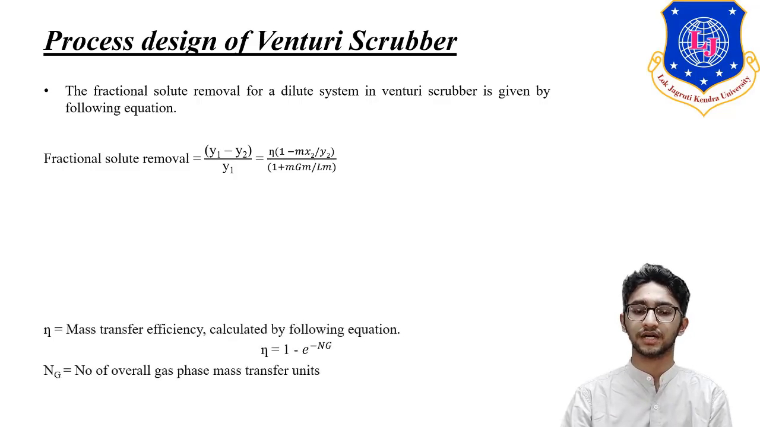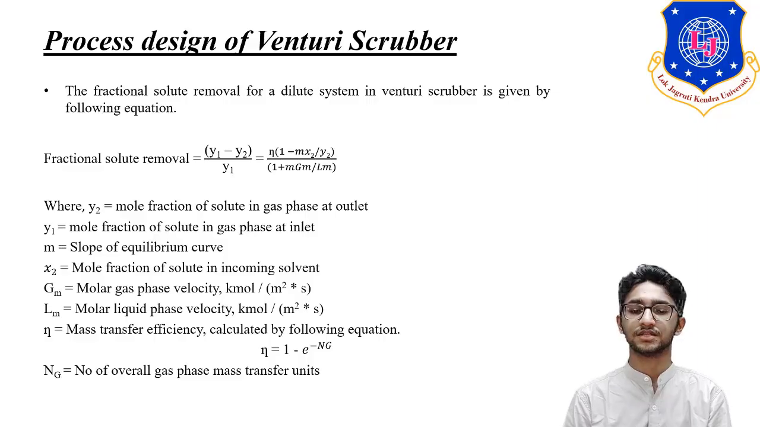Now the terms used are y2, the mole fraction of a solute in a gas phase at outlet, y1 is the mole fraction of a solute in a gas phase at inlet, m is the slope of equilibrium curve, x2 is the mole fraction of a solute in incoming liquid, Gm is the molar gas phase velocity, Lm is the molar liquid phase velocity, and eta is the mass transfer efficiency, which can be calculated by the equation eta equals 1 minus e raised to minus NG. Now NG is the number of overall gas phase mass transfer units.